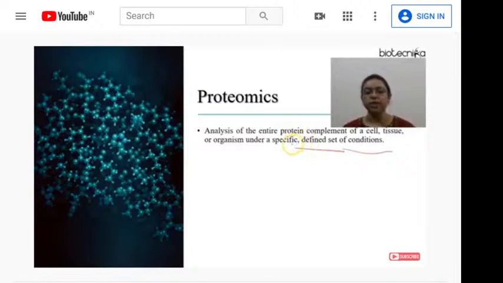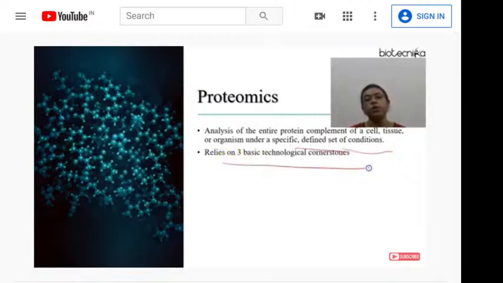It's really very interesting that we are able to amalgamate and collaborate the technique of mass spectrometry with the field of proteomics. It's a great technique, I would say. So as I told, it relies on three basic technologies.